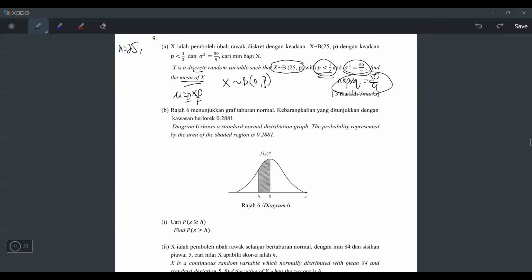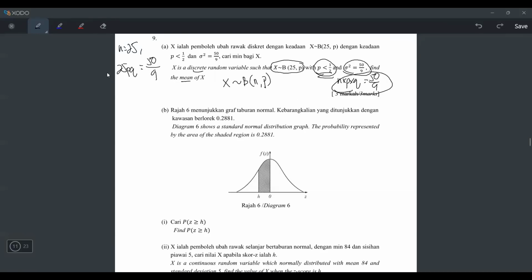Use this information to help you. n times p times q is 50/9. So n I know is 25 times p, so it's just 25p. So 25pq equals 50 over 9. But we have a problem here because we are trying to get p, right? Because if we have p, then we can find the mean already, because we already know n is 25. So my problem now is there is no p.